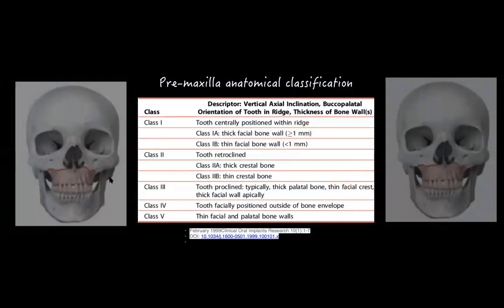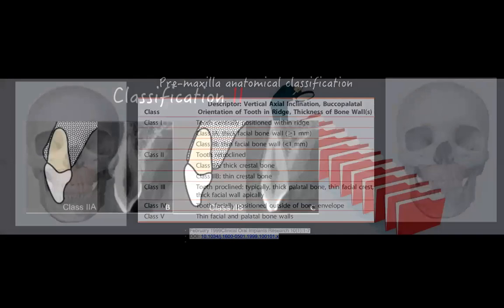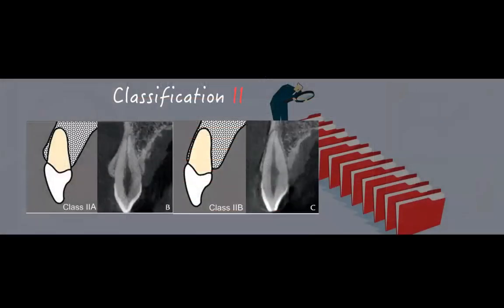Now let's take a look at class 2. You have a tooth that is retroclined, and that also divides into 2 different classifications, 2A and 2B, which is thick crestal bone or thin crestal bone. And the look of that one is going to be like this. You see the tooth is retroclined, coming inside, okay? And then the thickness of the bone varies between the 2. So that will be your classification 2.